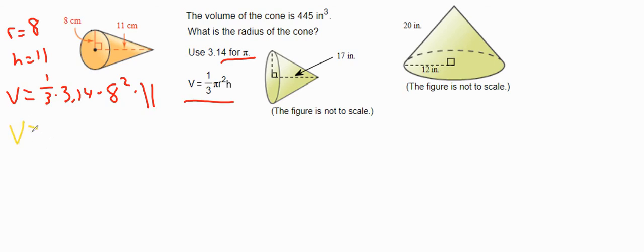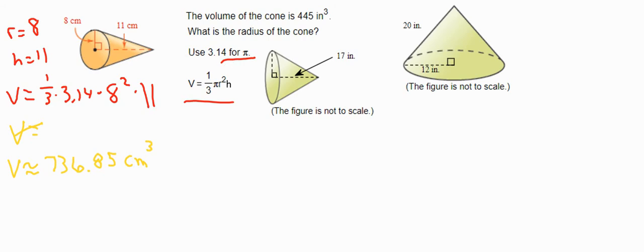And when you do, we're going to get a volume that's about equal to 736.85, and that's rounded to the nearest hundredths, and that's going to be centimeters cubed.